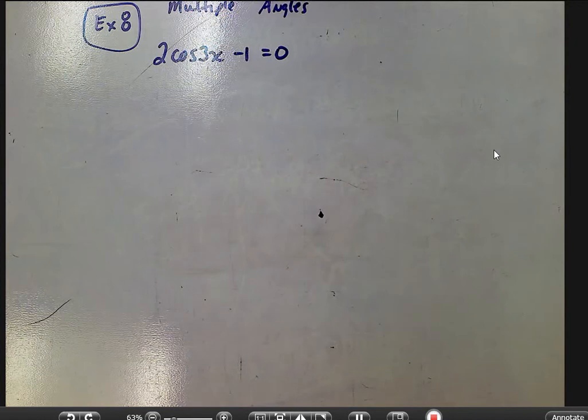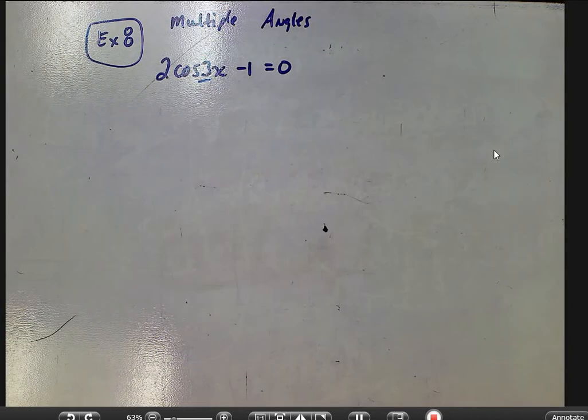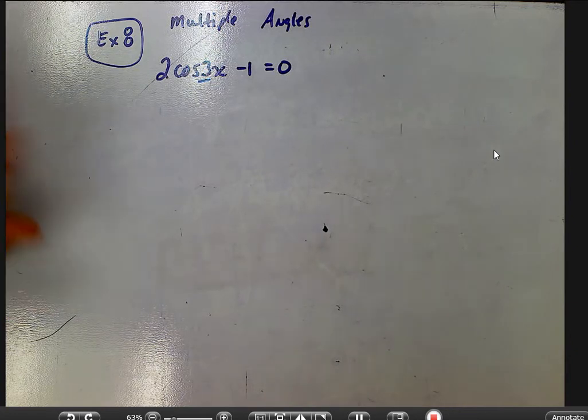Moving on to example 8. This is the first time we've seen something like this. This is called multiple angle. What do we mean by multiple angle? Well, there's a 3 there in front of the x. Nothing changes on how we're going to solve it until the very, very end, okay? We're still going to try to get this cosine equal to something. We're still going to use our triangle. We're still going to try to figure it out. And then we're going to put it in general form.